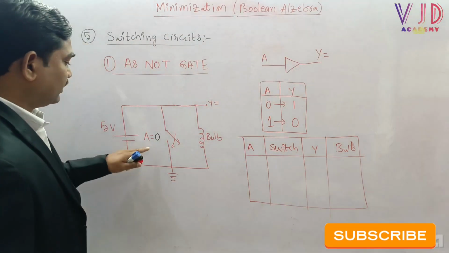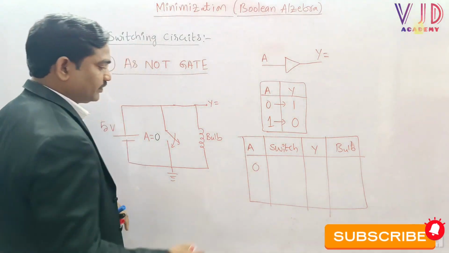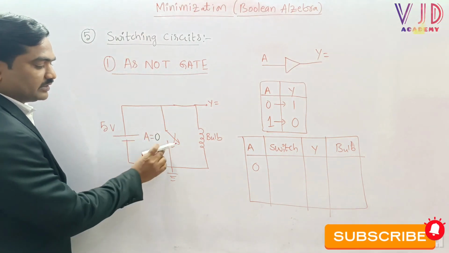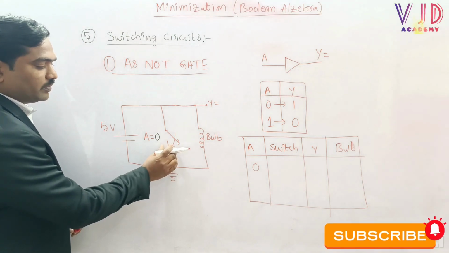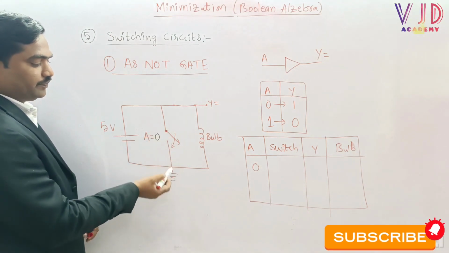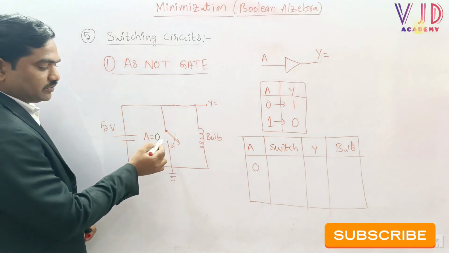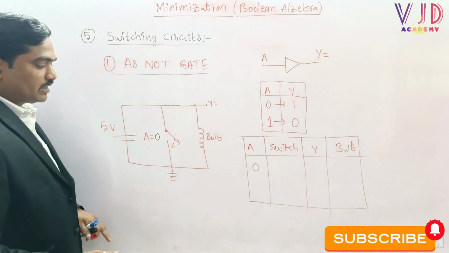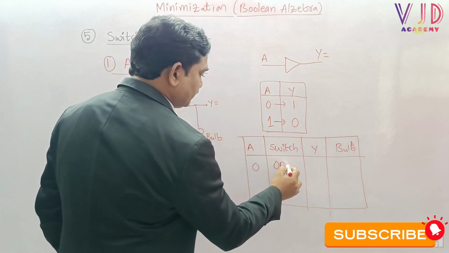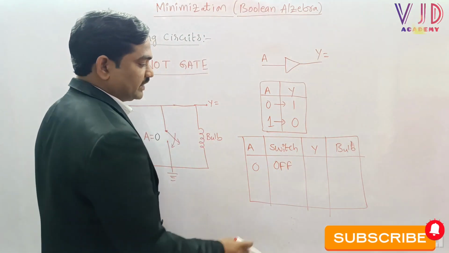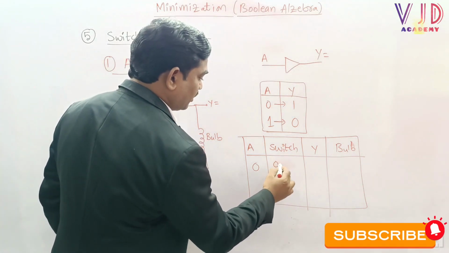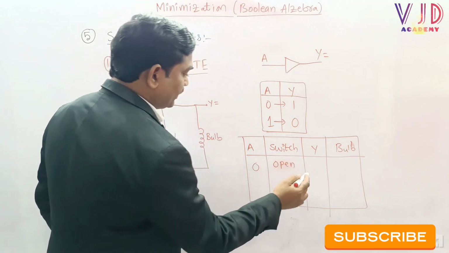When I apply A equal to 0, what will happen? The switch will automatically open. There is no connection between the switch and ground, because when we apply A equal to 0, the switch will be in the off state. Instead of off, I can say the switch will be open.